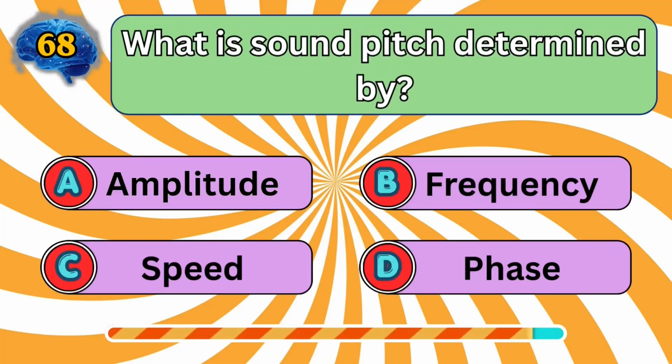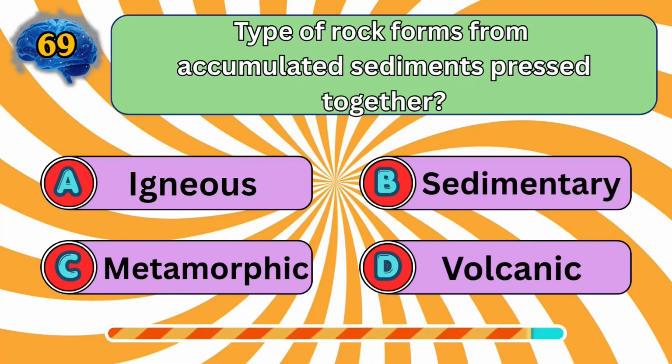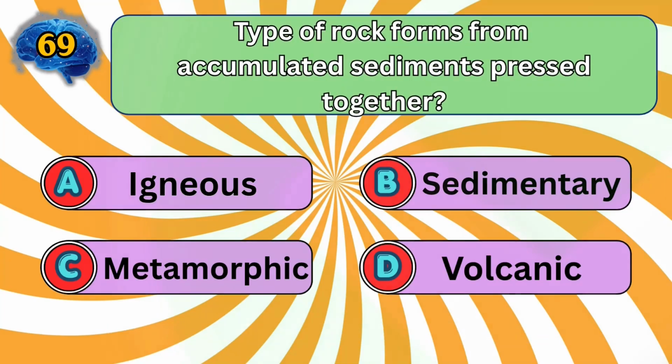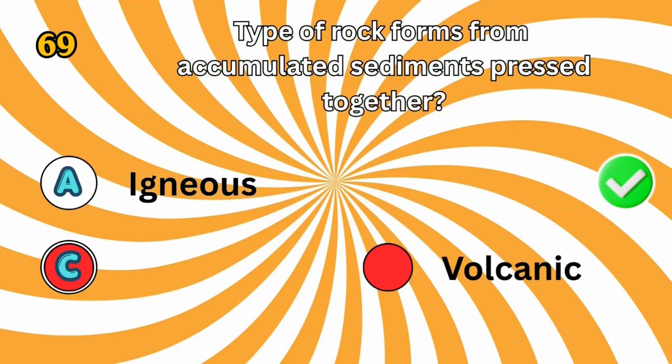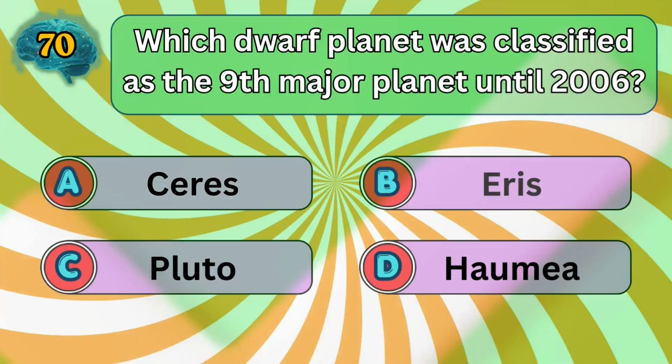What is sound pitch determined by? Amplitude, frequency, speed, phase. Frequency. What type of rock forms from accumulated sediments over time? Sedimentary. Which dwarf planet was classified as the 9th major planet until 2006? Pluto.